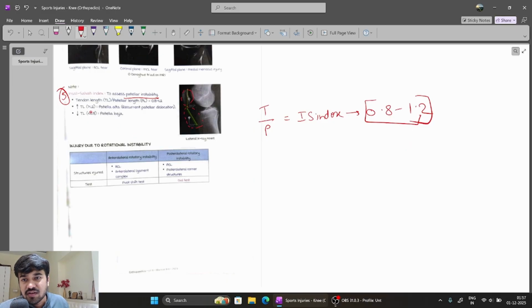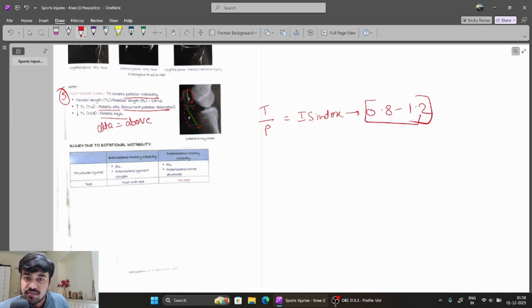So if it is more than 1.2, it means the tendon length is more relative to patellar length. That condition is called patella alta, and this leads to recurrent patellar dislocation. If the ratio is less than 0.8, this means the tendon length is shorter compared to the patellar length. This is known as patella baja. Alta basically means above, right?